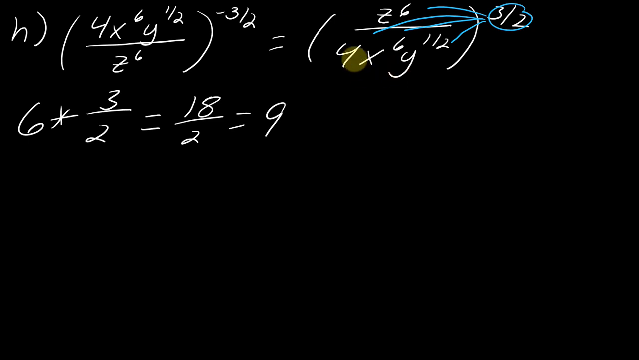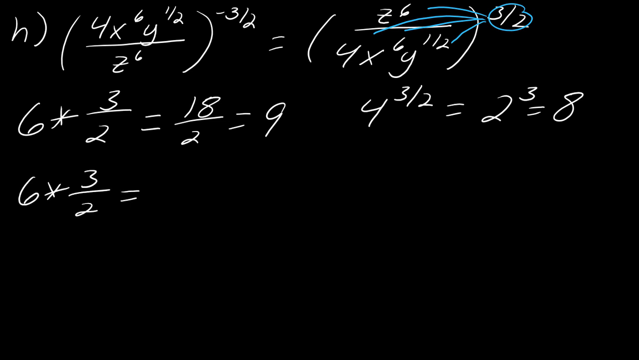Then I need to take 4 to the 3/2, so I'll do that over here. 4 to the 3/2. First I'll take the square root of 4. The square root of 4 is 2, and then I need to cube that, so that'll equal 8. Next, I'm going to work on x to the 6. So I'm multiplying 6 by 3/2. Well, we already did that, right? We just did that a second ago, so that still equals 9.